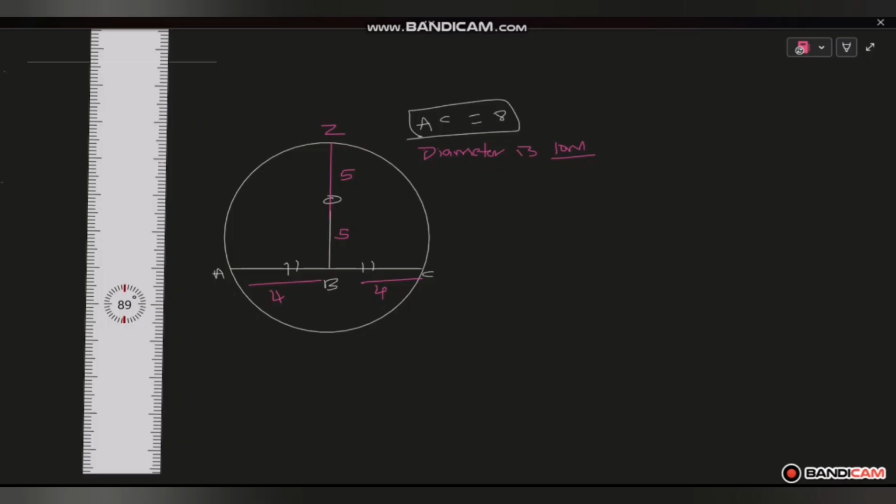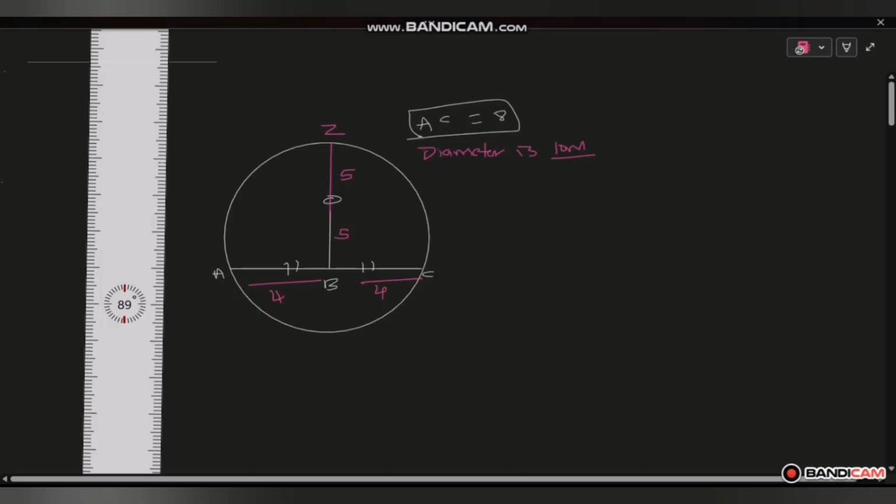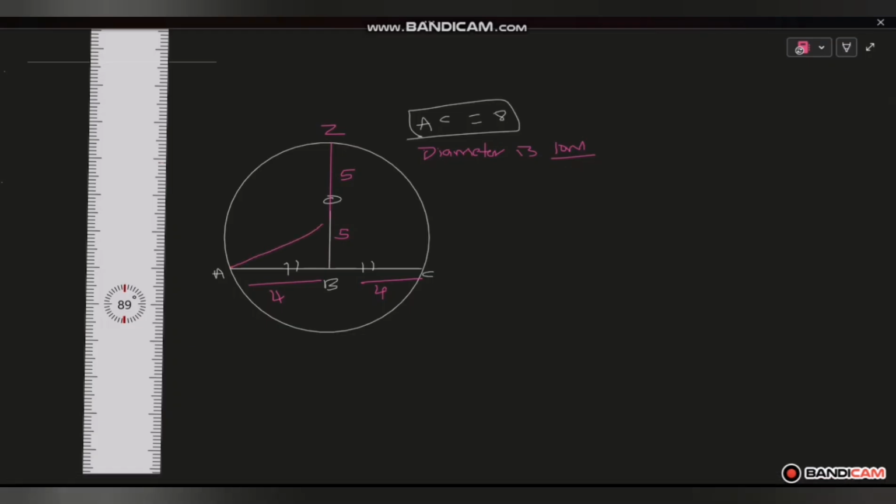OB is not a radius. The radius is OZ. Sorry about that, guys. I'm very, very sorry. Please fix it. Okay. Then OA is what? A radius, right? Because it is drawn from the center to the circumference. I hope you guys are understanding this. I made a mistake somewhere here, so please forgive me and try to fix it.